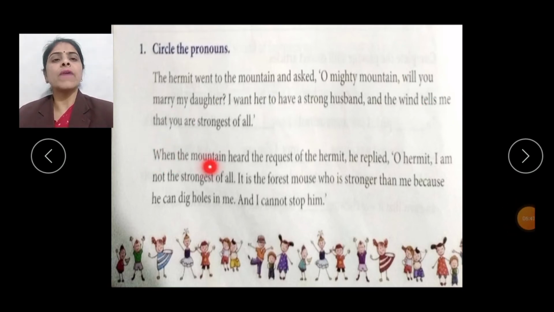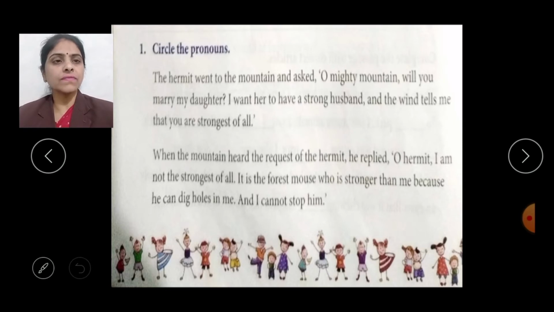Here, when the mountain heard the request of the hermit, he replied, "O hermit, I am not the strongest of all. It is the forest mouse who is stronger than me, because he can dig holes in me and I cannot stop him."